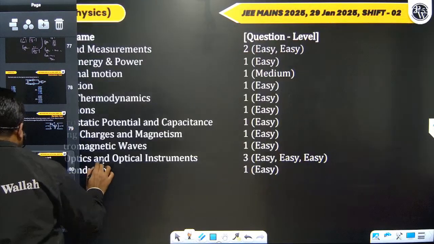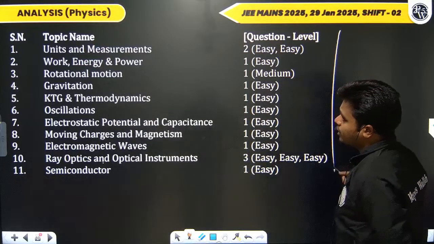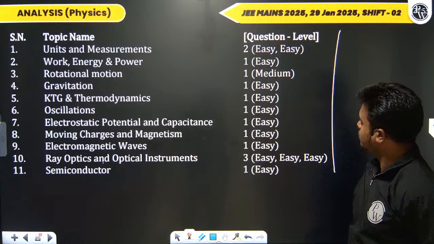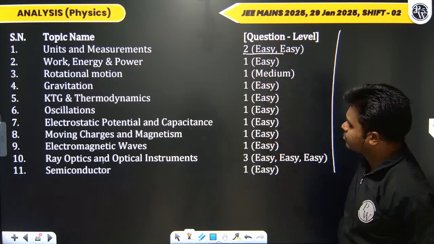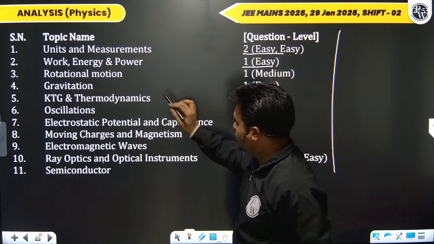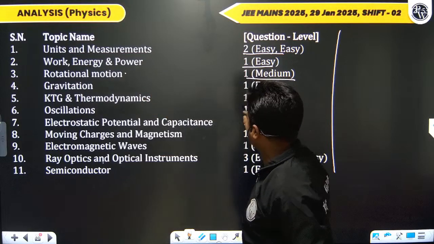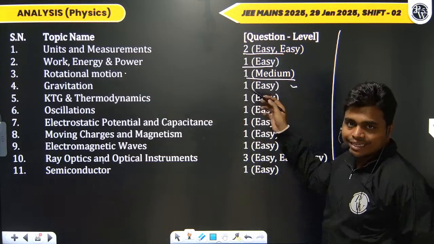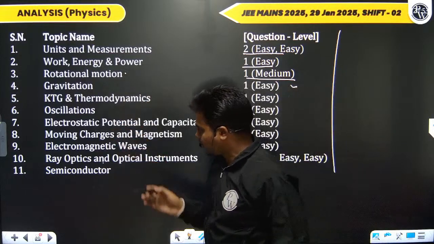So we can check the analysis for this JEE Mains 2-day shift. What is the analysis we have? Units and measurement: they asked 2 questions, both easy. Work, energy and power: 1 question, again easy. Rotational motion: 1 medium question. Gravitation: 1 easy. Thermodynamics: easy. These are all the topics that we are having.